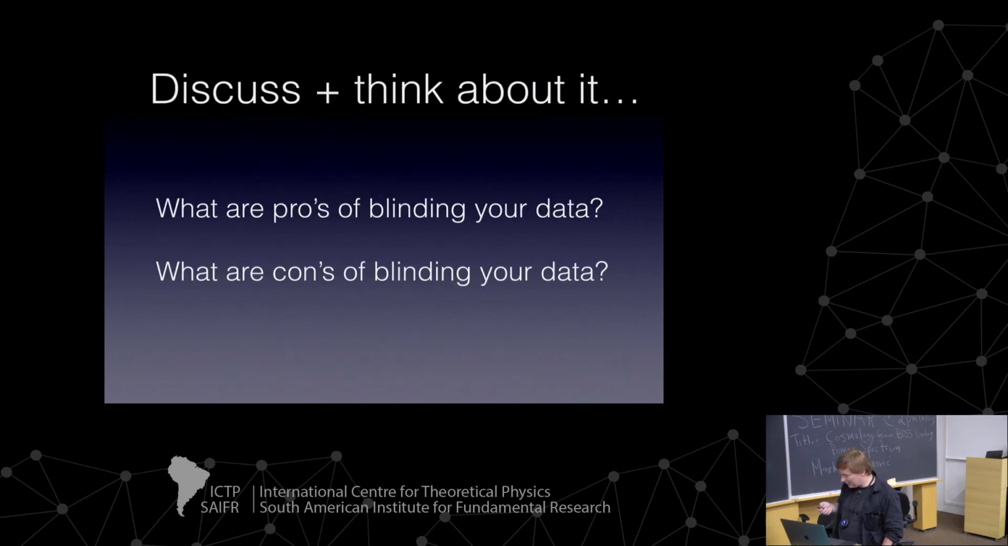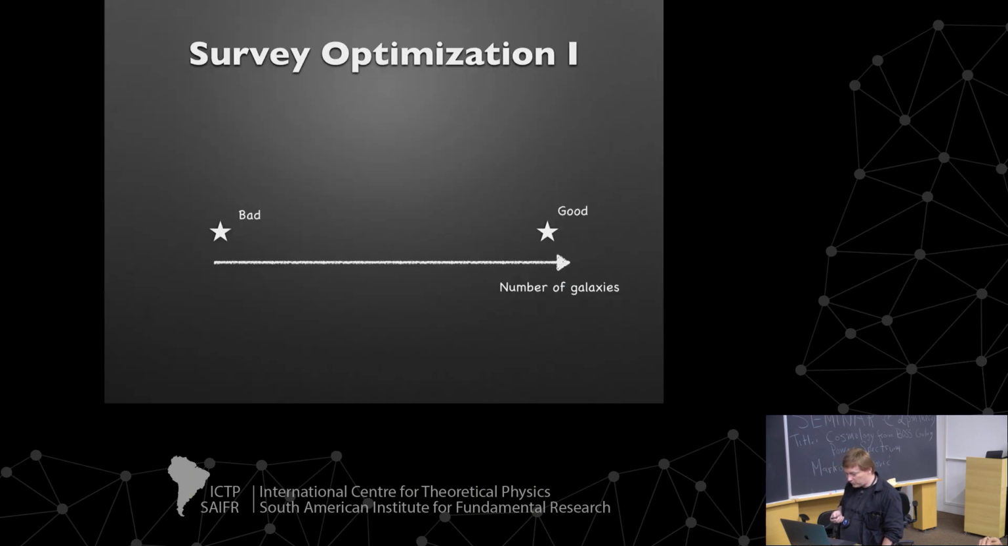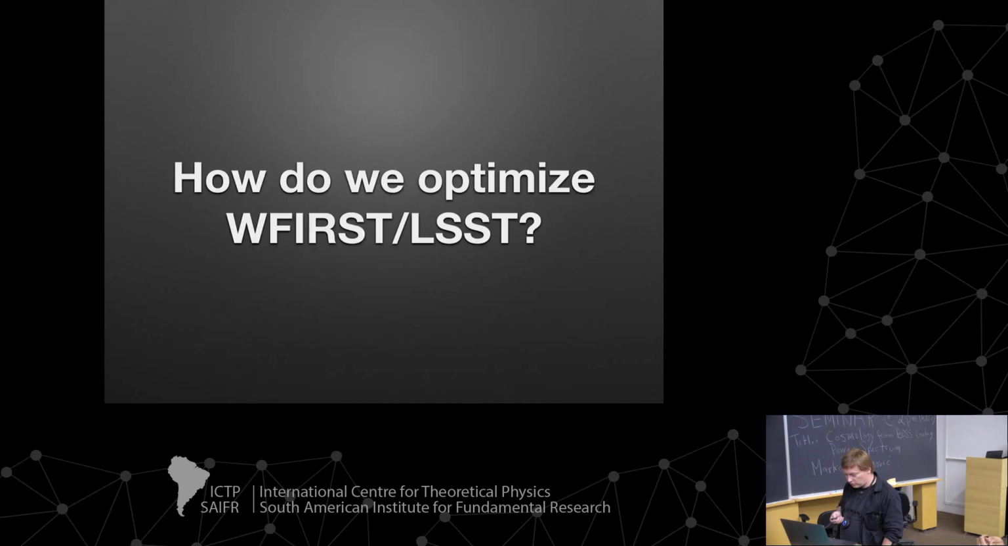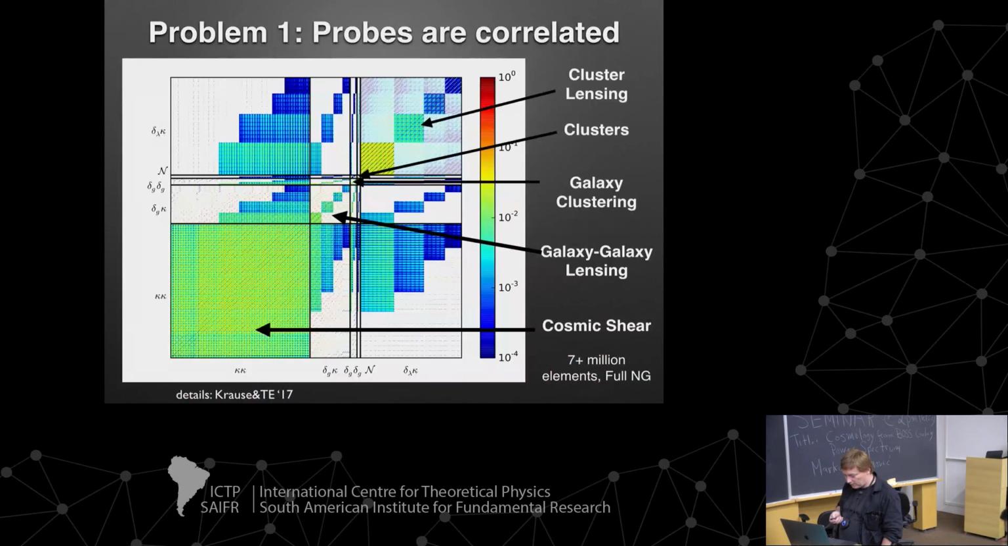I would really like you to think about what are the pros of blinding your data, what are the cons of blinding your data. There are some cons, but if you want to make your results credible, I think having a blinding scheme is useful. I'm just going to skip forward to the actual slides that I wanted to show for combining them.